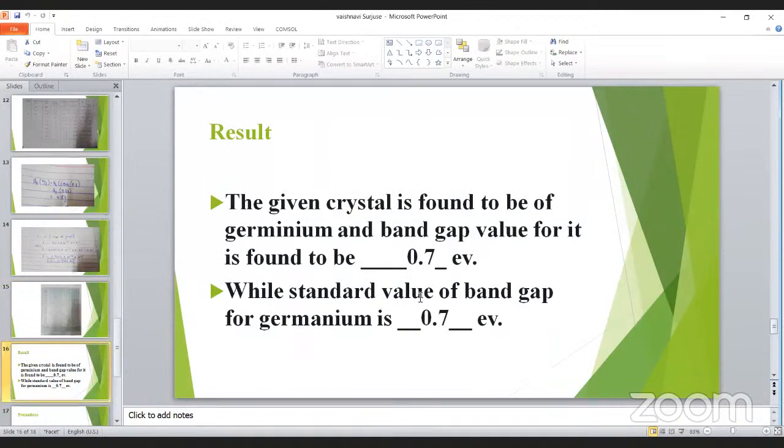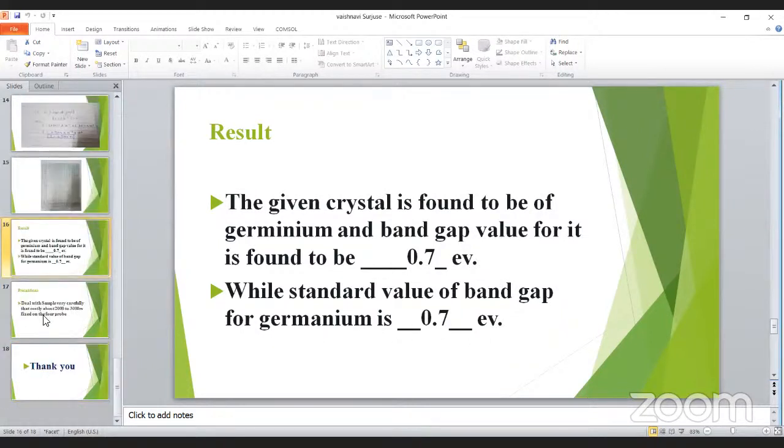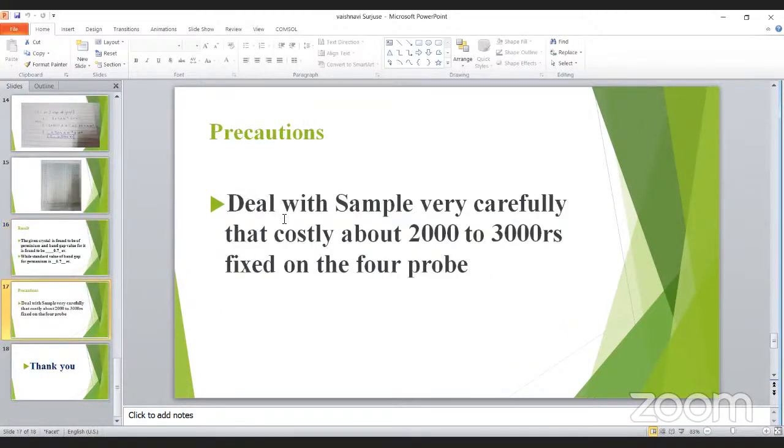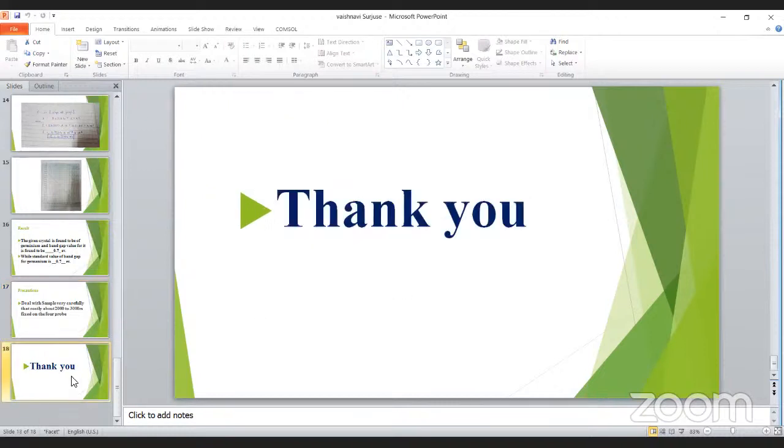The result of this experiment is that the given crystal is found to be germanium, with an energy band gap of 0.7 electron volts, while the standard value of band gap energy for germanium is 0.7 electron volts. Precaution for this experiment: deal with the sample very carefully because it is costly, about 2000 to 3000 rupees, and is fixed on the 4 probe. Thank you very much, sir.